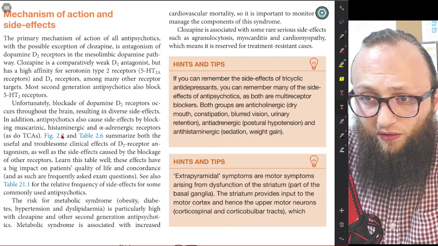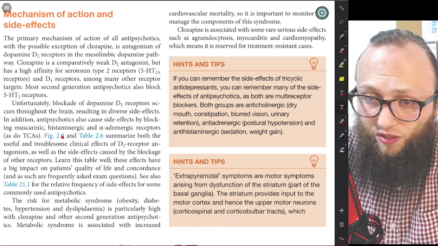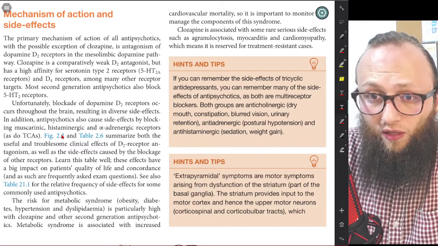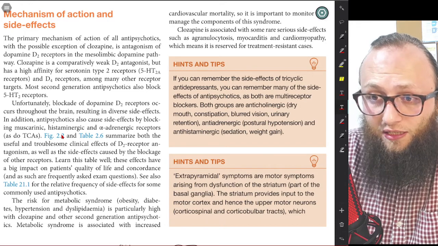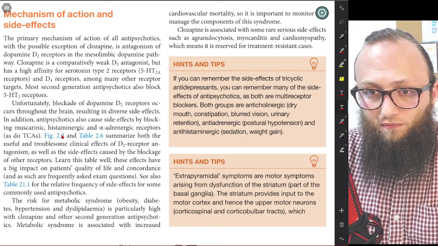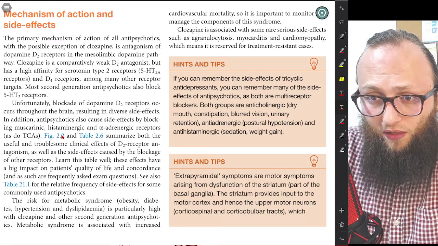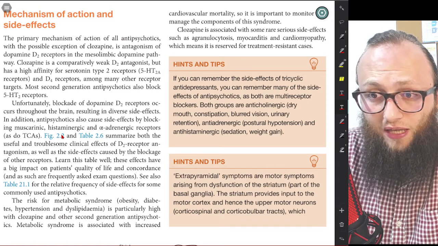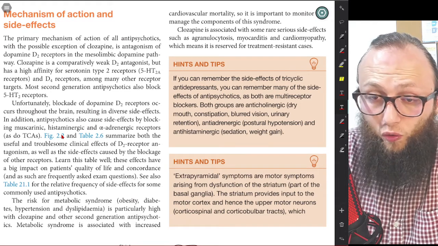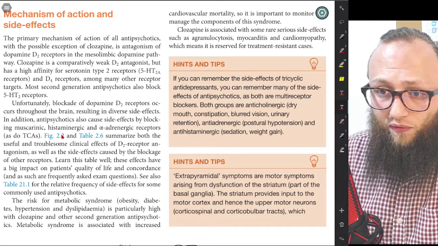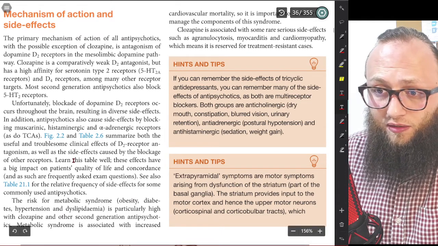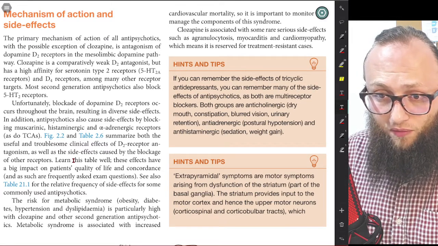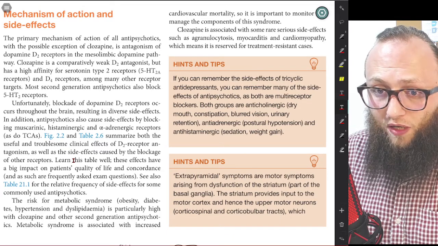Most second-generation antipsychotics also block 5-HT2 receptors. Unfortunately, blockage of dopamine D2 receptors occurs throughout the brain, resulting in diverse side effects. In addition, antipsychotics also cause side effects by blocking muscarinic, antihistaminergic, and alpha-adrenergic receptors, as do tricyclic antidepressants. Here we have this figure and this table that summarize both the useful and troublesome clinical effects of D2 receptor antagonism, as well as the side effects caused by blockage of other receptors.